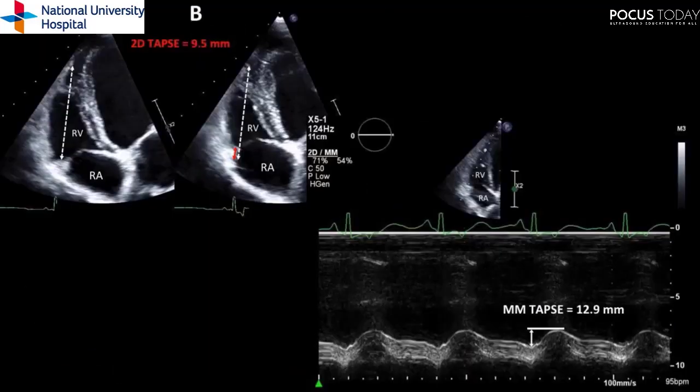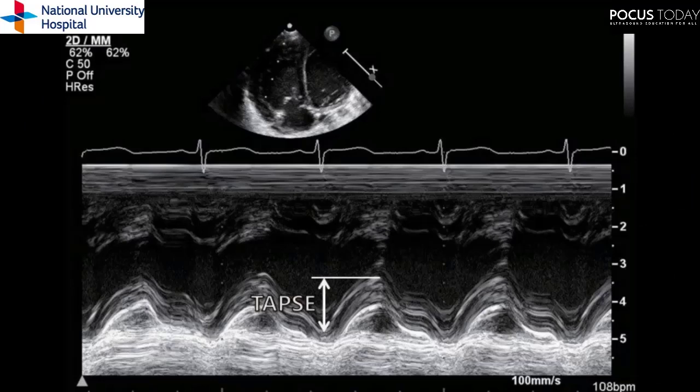Alternatively, the M-mode tracer is placed over the lateral annulus. We should obtain an M-mode tracing which reveals displacement of the lateral annulus of the tricuspid valve during systole. The M-mode tracing representing TAPSE is shown on the image on the right of the screen. We can now measure TAPSE on the M-mode tracing. The distance between the tricuspid annulus at systole and the tricuspid lateral annulus at diastole represents the TAPSE measurement. This is shown in the M-mode tracing here.